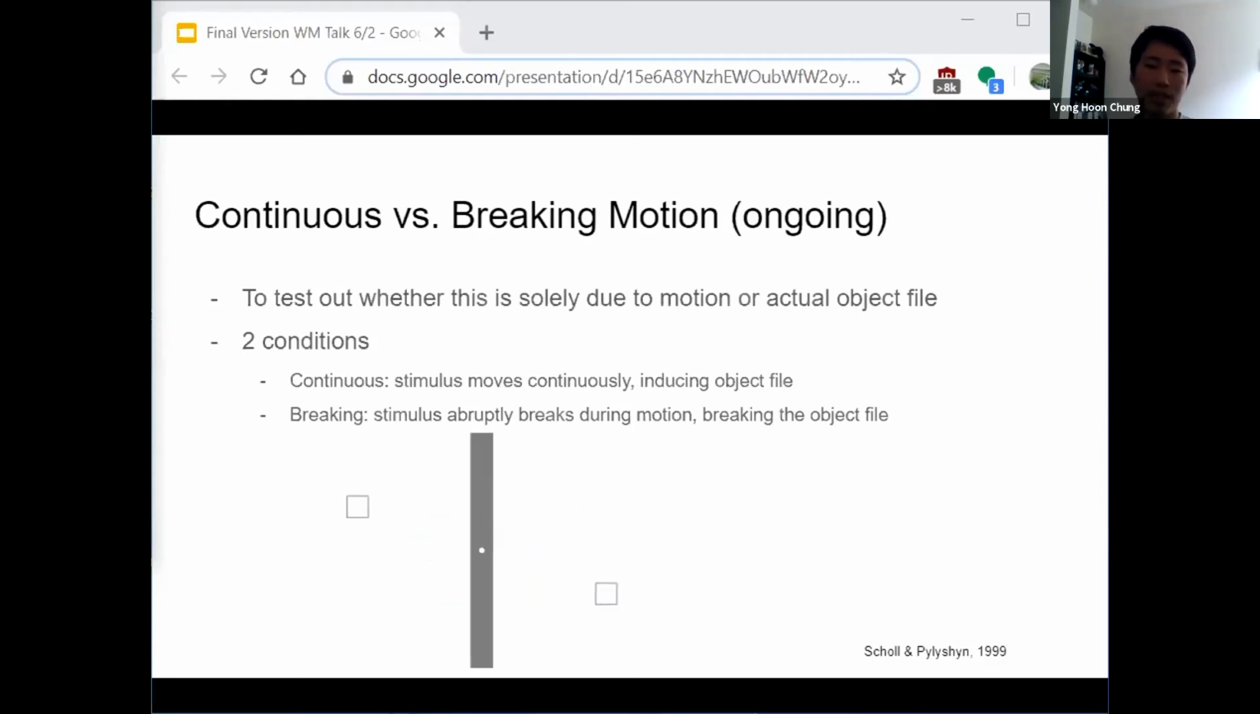So basically, in the continuous condition, the stimuli would move behind the occluder continuously, just like how a real object would. In the breaking condition, however, the stimulus all of a sudden disappears as it hits an occluder, then pops out on the other side, possibly breaking the object file and breaking the integration.